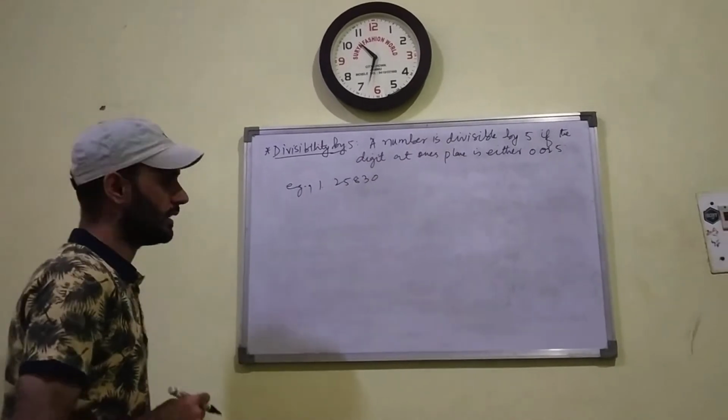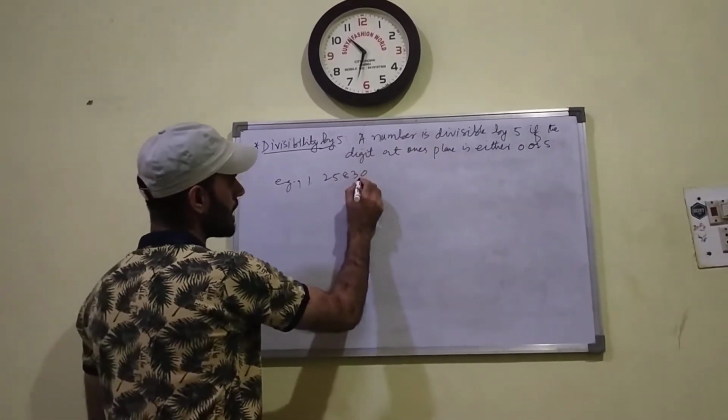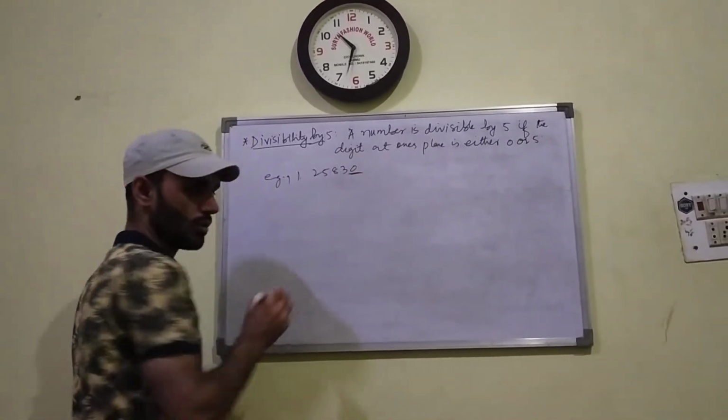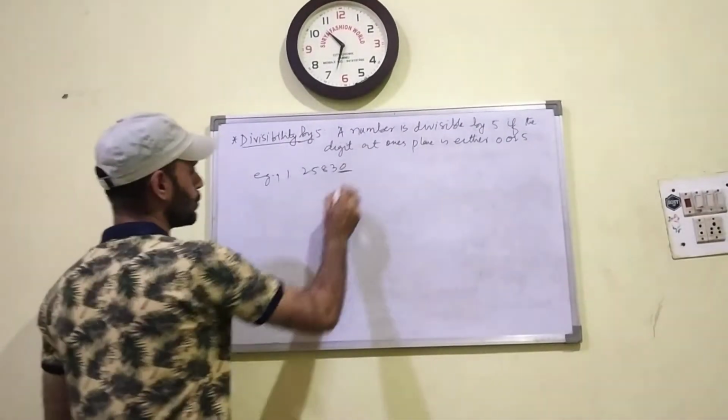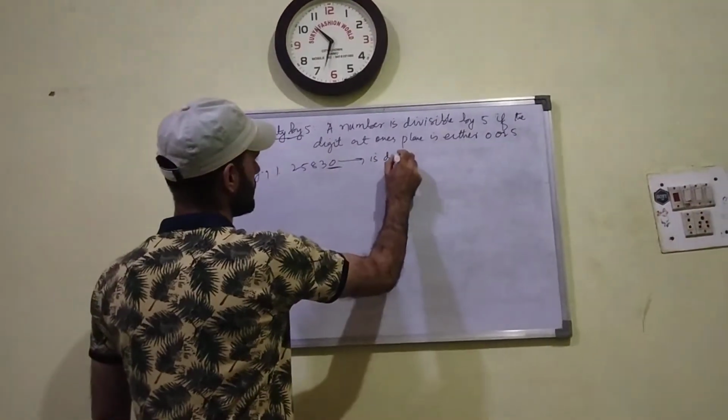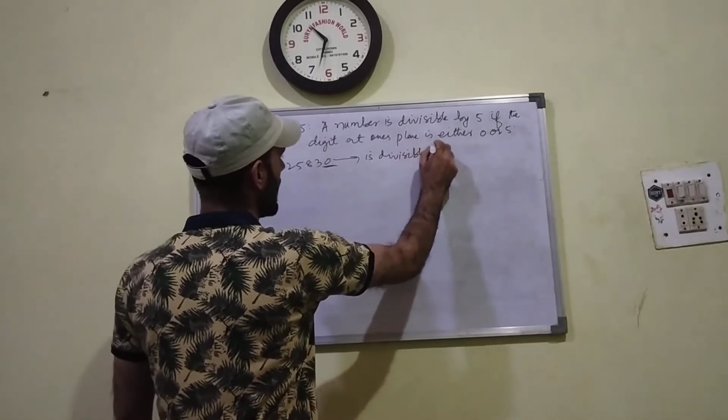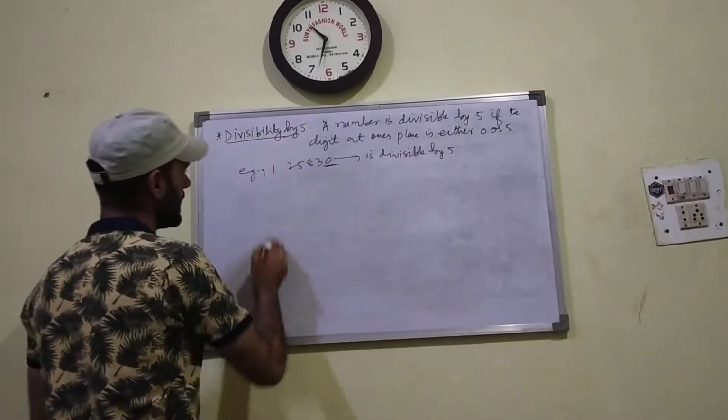For example, 25830. This is divisible by 5 because the digit at one's place is 0. The digit at one's place is 0, so we can say that it is divisible by 5. Let's take another example.